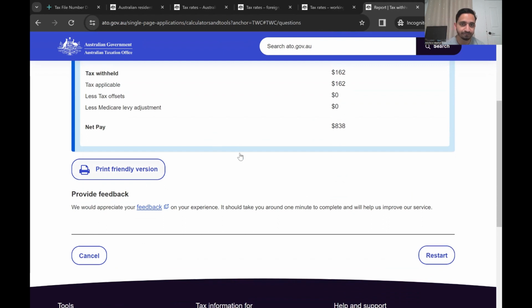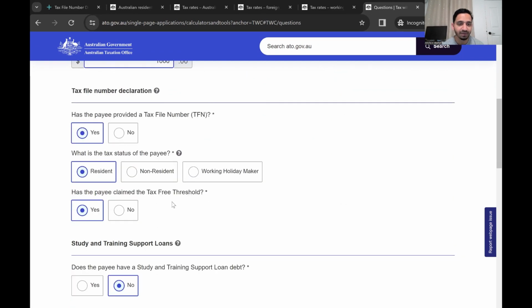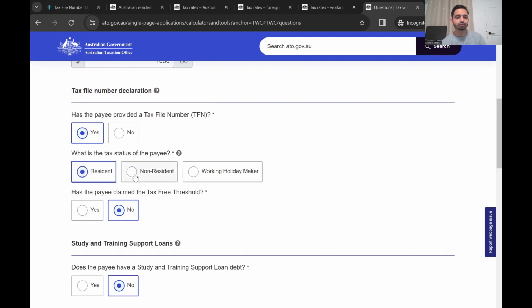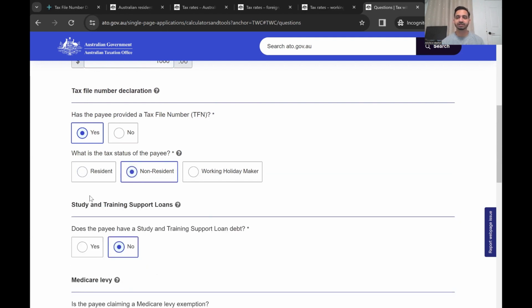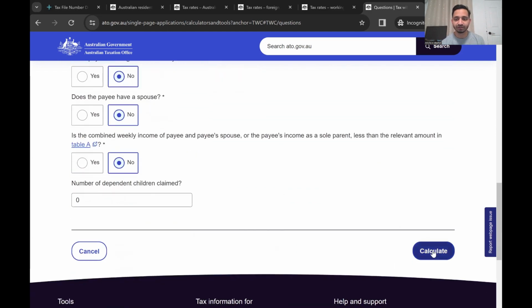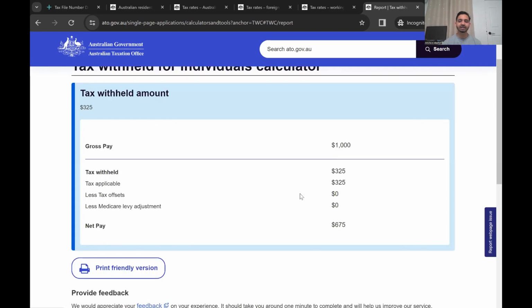All right, let's just go back. Let's just hit restart, and we're going to do it one more time. This time, let's see a case with $1,000. And this time, I'm actually not a resident. I'm actually a foreign resident, for example. You can see straight away, you don't have an option of claiming the tax-free threshold because it's not available to foreign residents, okay? Everything else remains the same. We're going to calculate, and we're going to see what happens to our weekly income. So the net pay now is $675, significantly lower cash flow than we just saw.